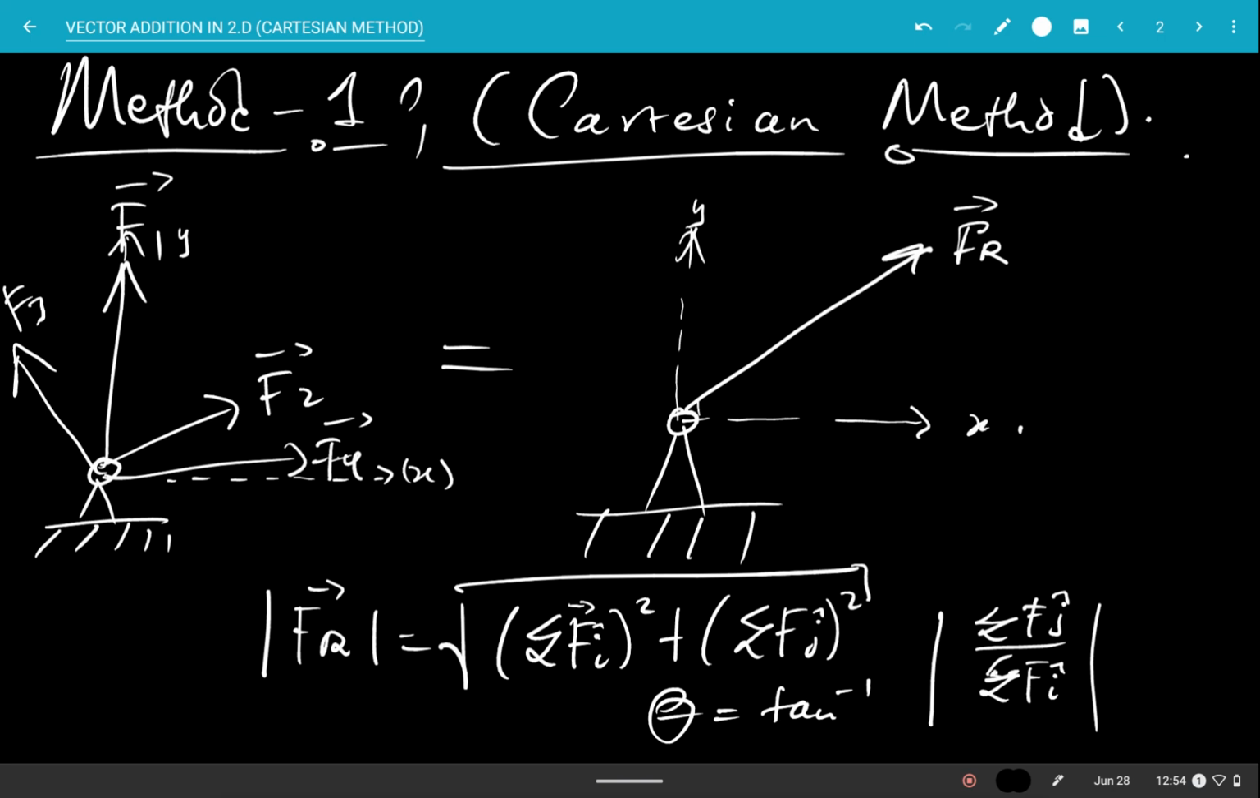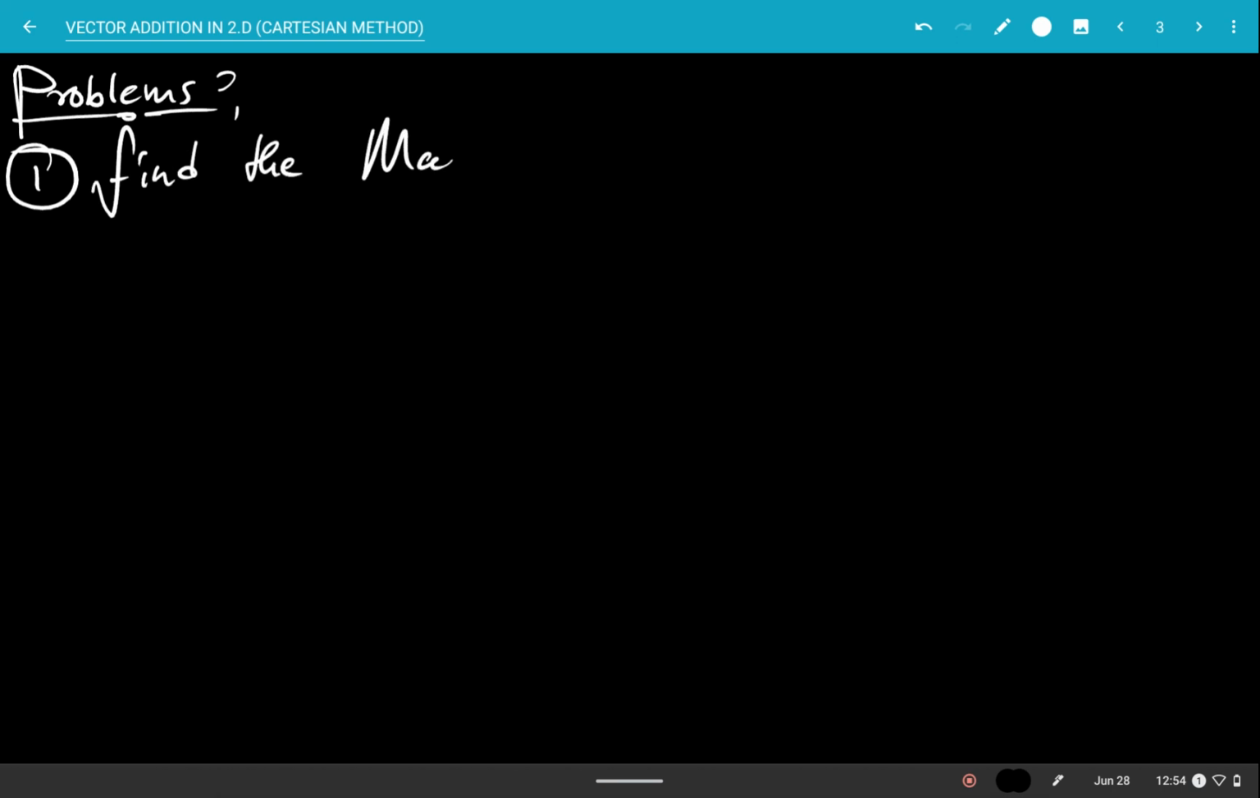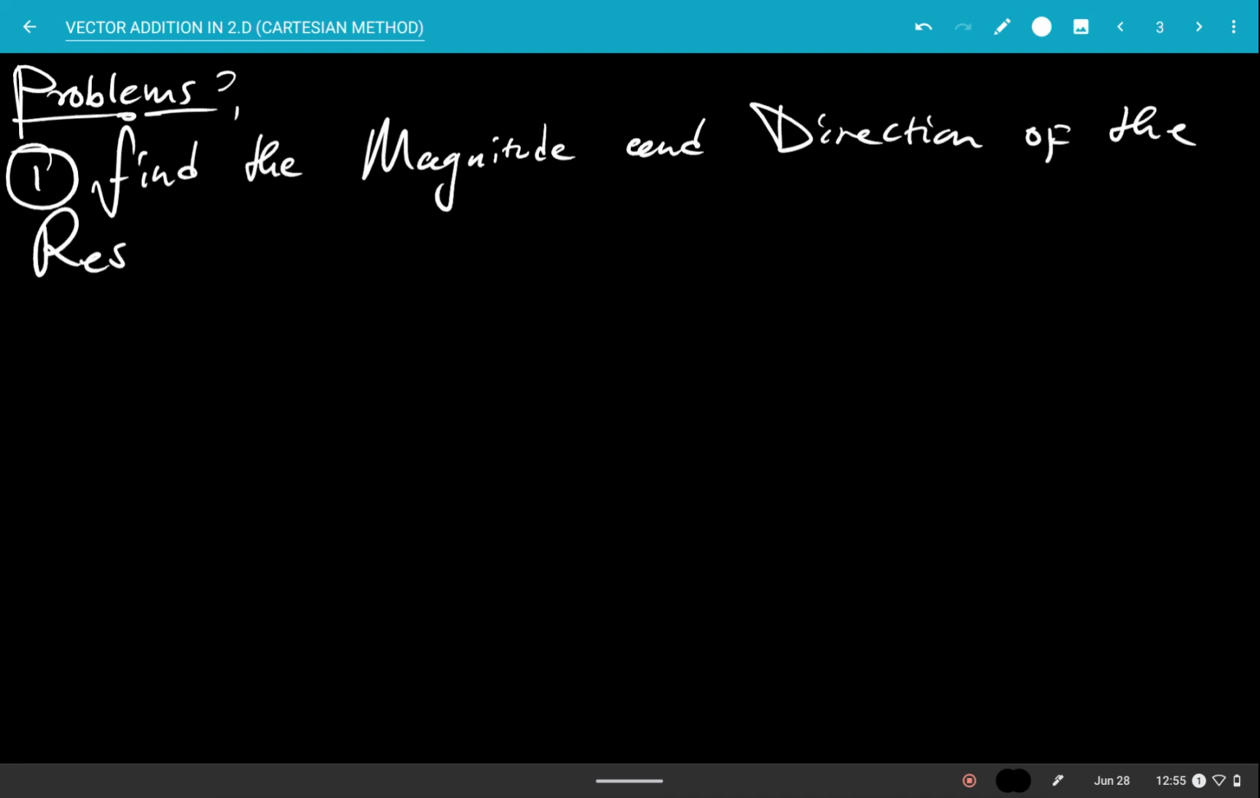All right, with this said, I would love us to look at an example that will help highlight what we're trying to emphasize. Let's look at some problems. Let's start with the first problem. We're being told to find the magnitude, which is the size, and the direction, which is theta, of the resultant. Remember, that single force represents the multitude of forces.